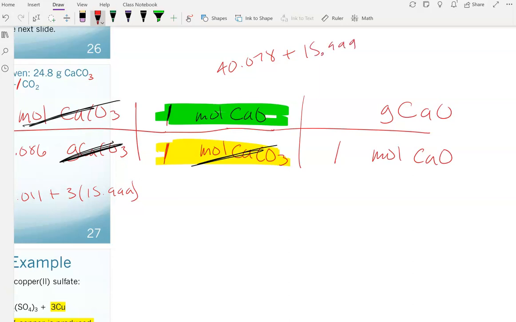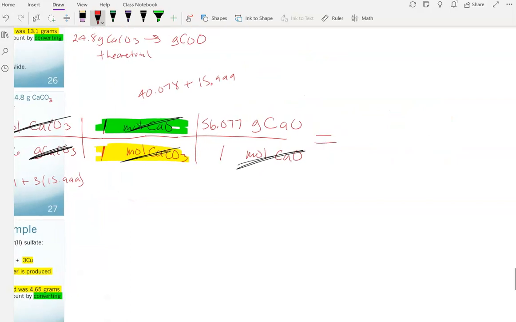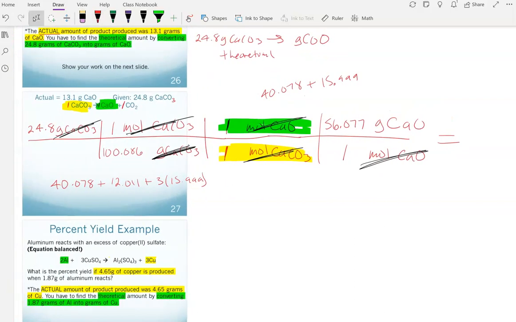15.999. So 40.078 plus 15.999, and that is 56.077. And now I've converted moles of CaO into grams of CaO. So that was moles to grams. And then I'm going to go ahead and calculate this.